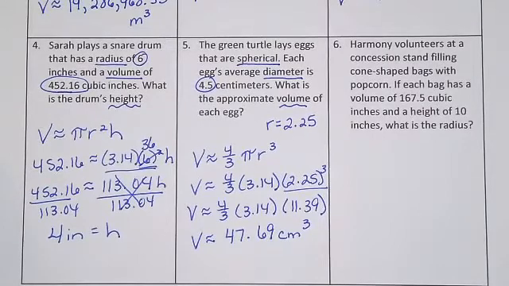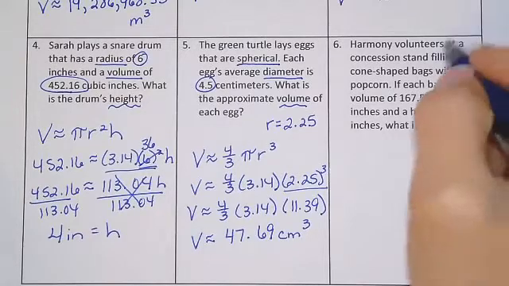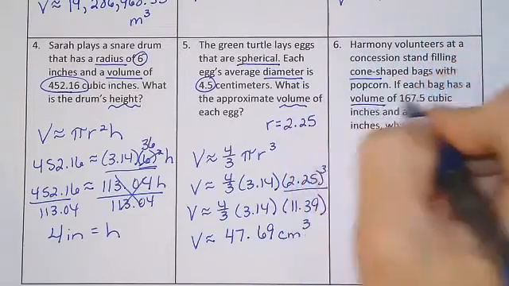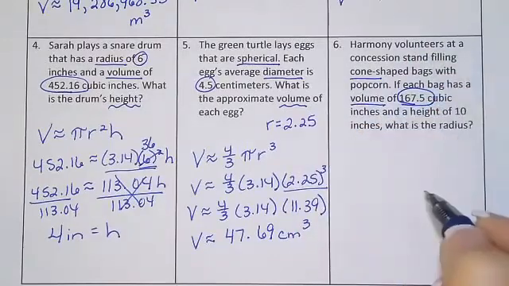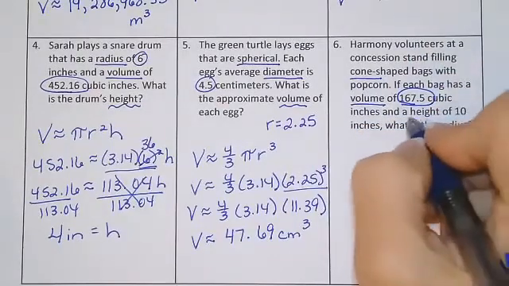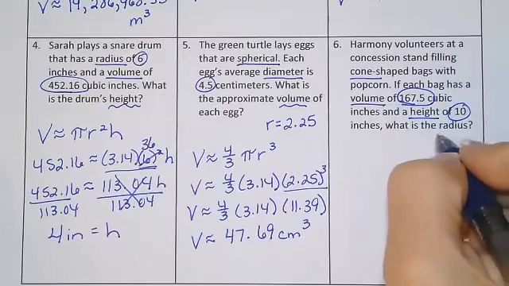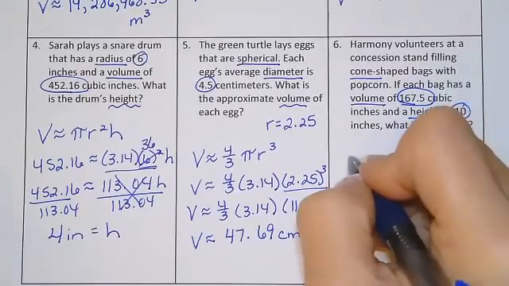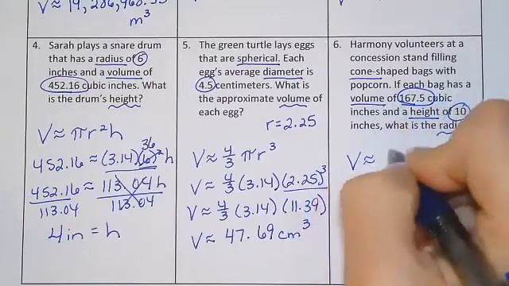Number 6, Harmony volunteers at a concession stand filling cone-shaped bags with popcorn. If each bag has a volume of 167.5 cubic inches and a height of 10 inches, what is the radius? Okay, so we have cone-shaped bags. We have volume of 167.5. We have height of 10, and we are being asked to find the radius. So we're going to start with volume formula for a cone.